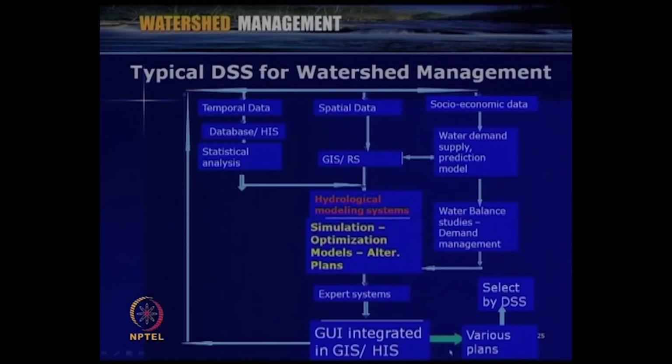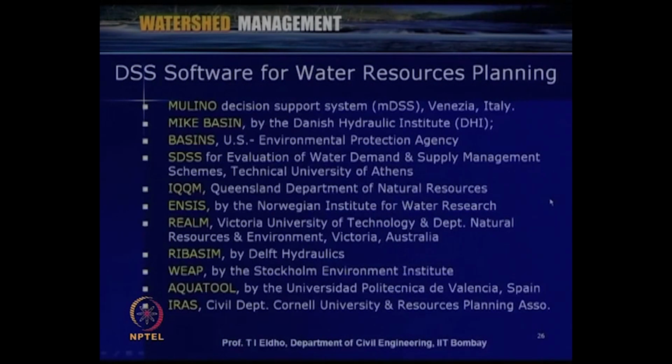So finally, various plans are available, and the decision maker can use the total system to select a particular alternative, plan or scenario. So this shows a typical decision support system related to watershed management.